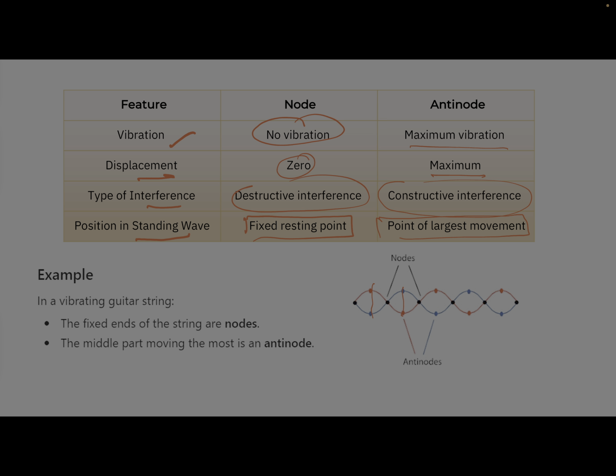So in a vibrating guitar, the fixed ends of the strings are nodes and the middle part of the string, which moves the most, is the antinode. In a guitar you must have seen, the fixed end is actually a node and the middle part is called the antinode.